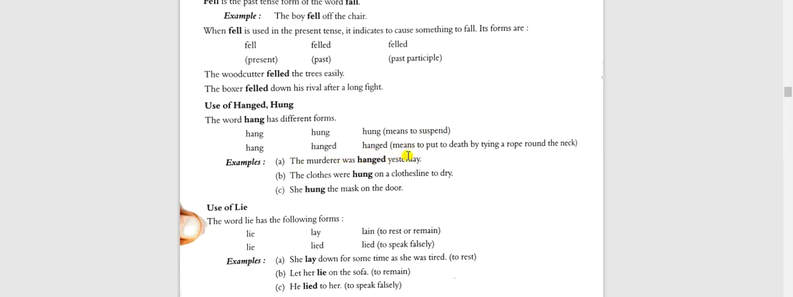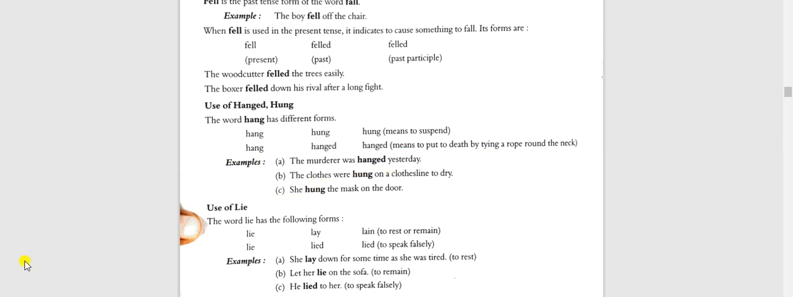Hang, hanged, hanged means to put to death by tying a rope round the neck. The murderer was hanged yesterday. Now he was hanged by a rope. He was put to death by tying a rope around his neck.